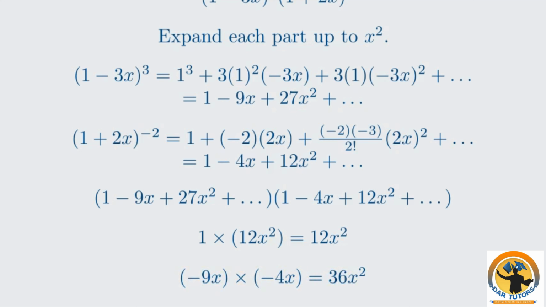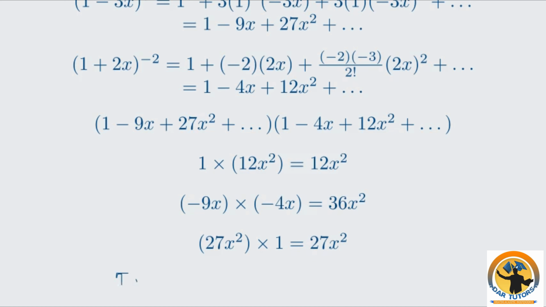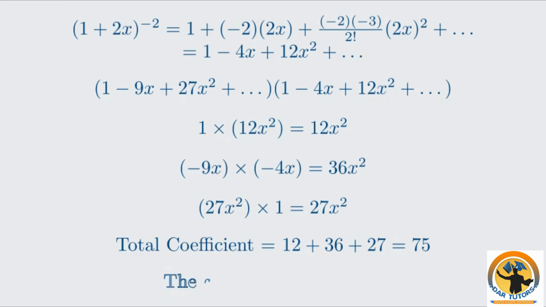Third, the x squared term from the first bracket times the constant term from the second. This gives us 27x squared times 1, which is 27x squared. Now we add the coefficients of these x squared terms. The total coefficient is 12 plus 36 plus 27, which equals 75. So the coefficient of x squared in the expansion is 75.